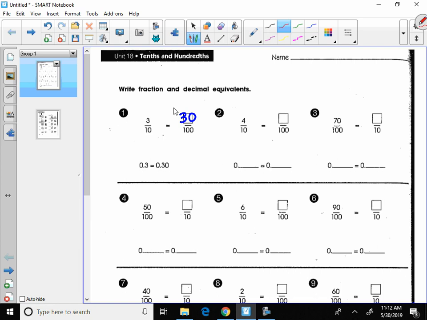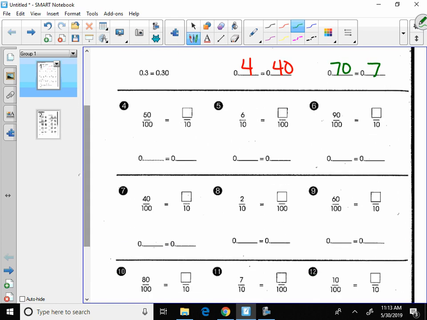All right, number 2. 4/10 is 40/100. 0.4 and 0.40. Number 3. 70/100 is the same as 7/10. 0.70 and 0.7. Moving on, number 4. 50/100 is the same as 5/10. 0.50 is the same thing as 0.5. 6/10 is 60/100. 90/100 is the same as 9/10.